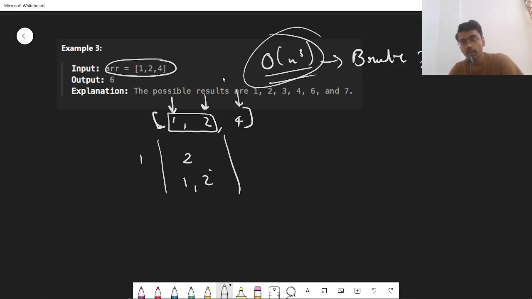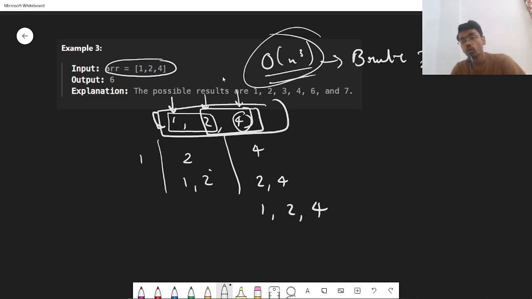Then we will come on to the next number, which is 4. So how many subarrays can be possible? The 4 itself and subarrays with the previous numbers. So it can make the subarray 2, 4, and it can make the subarray 1, 2, 4. Now what we need to do? We need to take the bitwise OR of all the subarrays and return the total unique bitwise OR values. Now how will we do it?